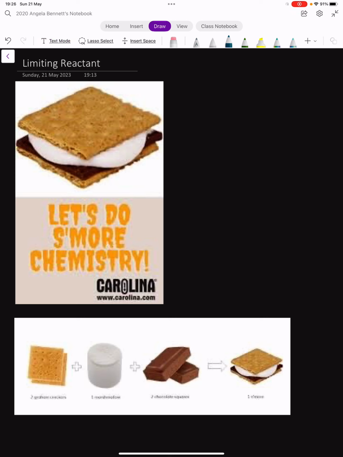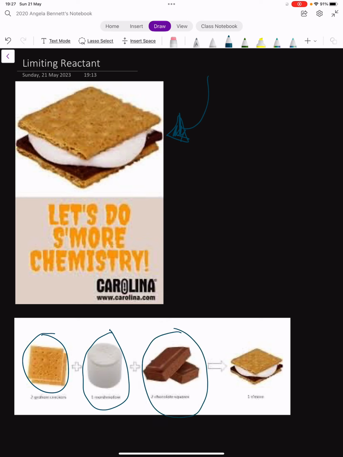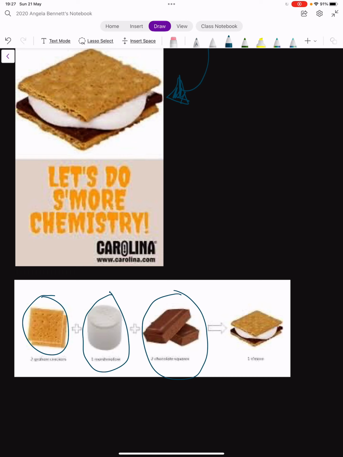So for those of you who don't know what a s'more is, that is this right here. Basically you have 2 graham crackers and 1 marshmallow if it's a big one. If you have smaller marshmallows, it's a little bit harder to do. But if you have a big marshmallow, you have 1. And if you have a Hershey bar that breaks into little squares, 2 chocolate squares is usually pretty good, maybe 3 or 4, but 2 is fine for our example. And with those items you get together, you get a s'more.